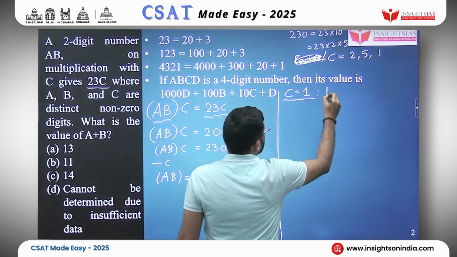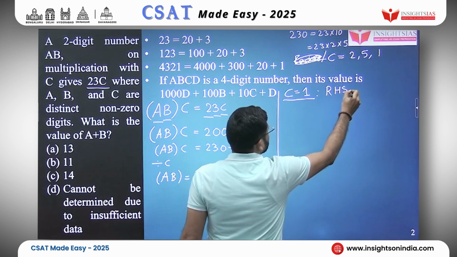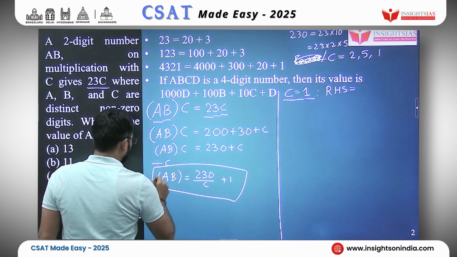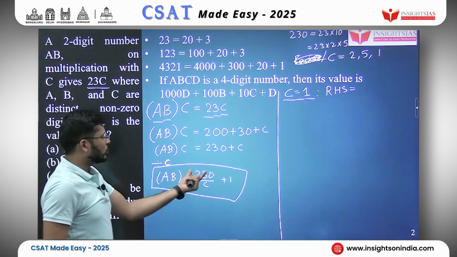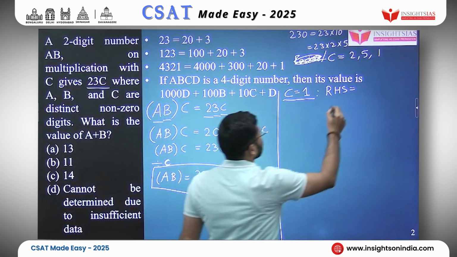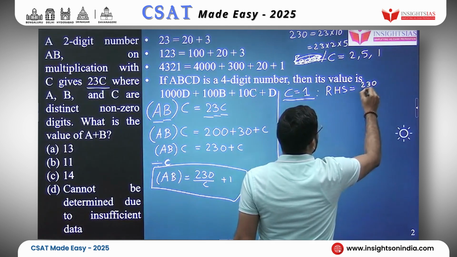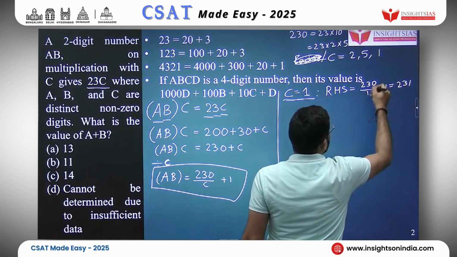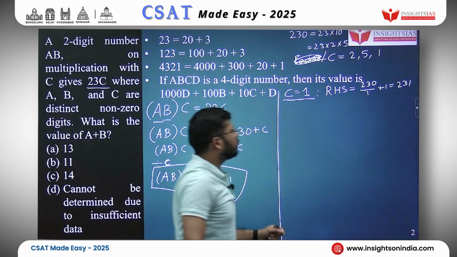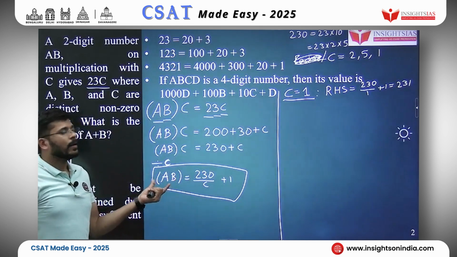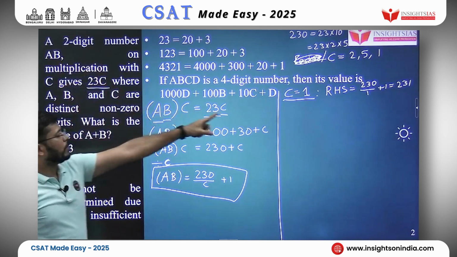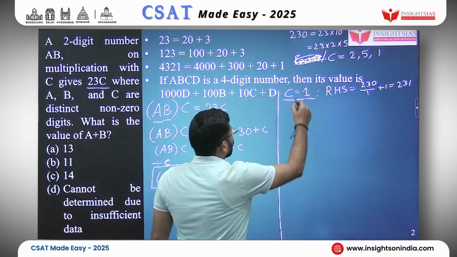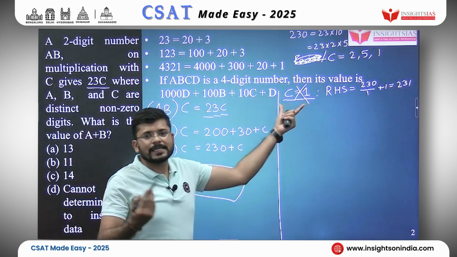If C equals 1, then what will your RHS be in this equation? The RHS would be 230 by 1 plus 1, that would be 231, right? 230 by 1 is 230, plus 1, that would be 231. However, we have AB here. AB happens to be a 2-digit number, but this RHS is a 3-digit number. So this is not the case that we are looking for.